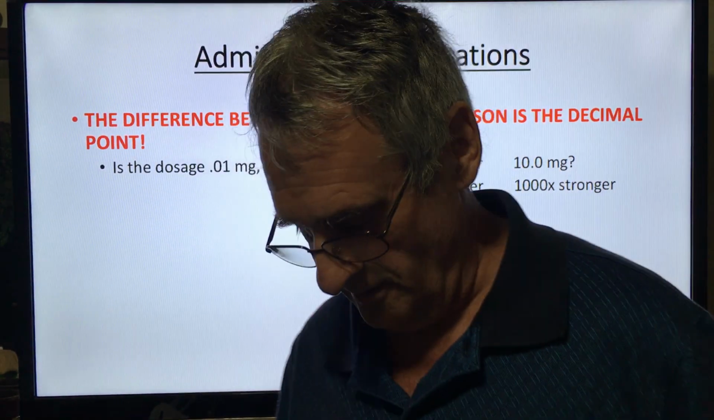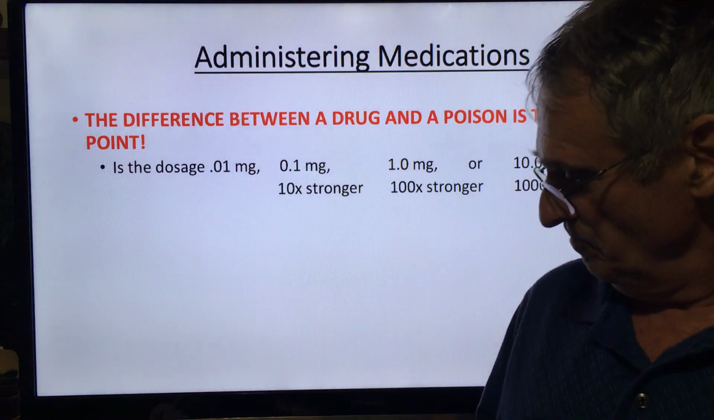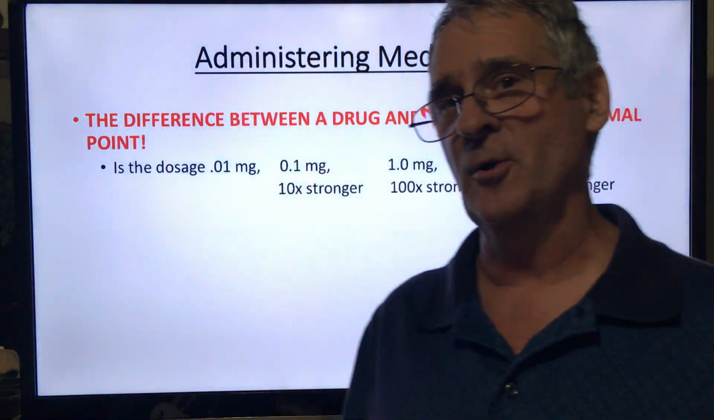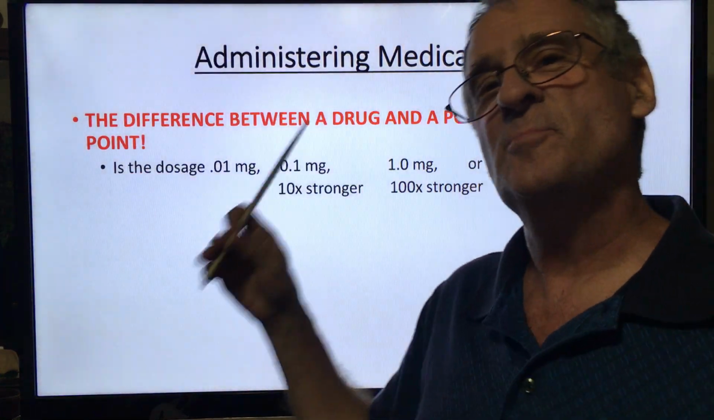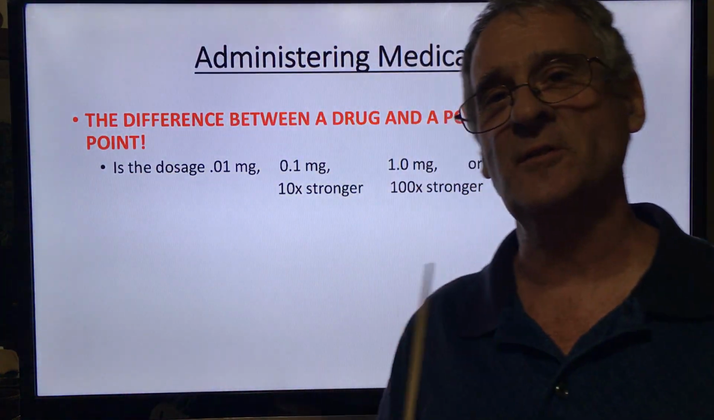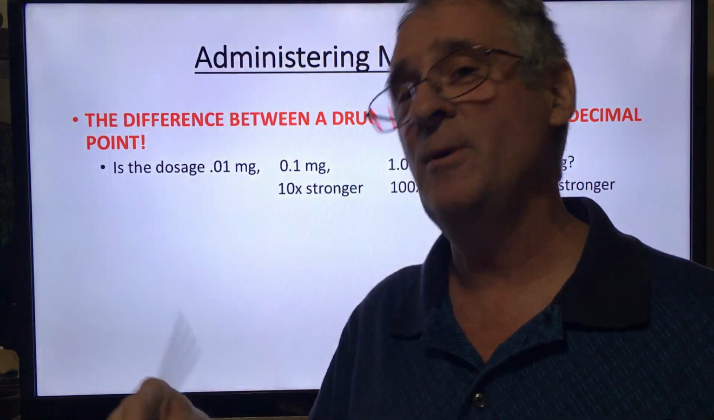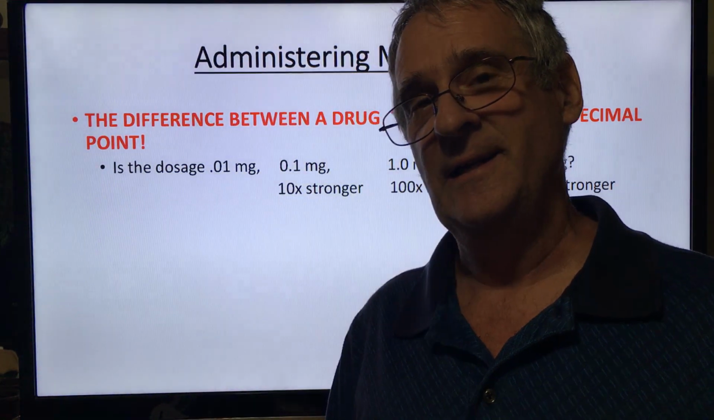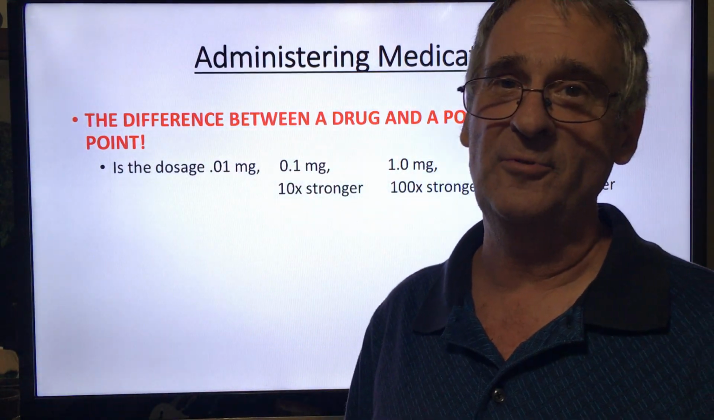Okay, everybody. We're going to talk about drug administration here. And I always begin with this slide here because it kind of says it all. The only difference between a drug and a poison is the decimal point. So there is math involved here. You have to figure out how much of the drug you're going to give, because if you give too much, you can kill them. If you give them too little, you may not do enough good.